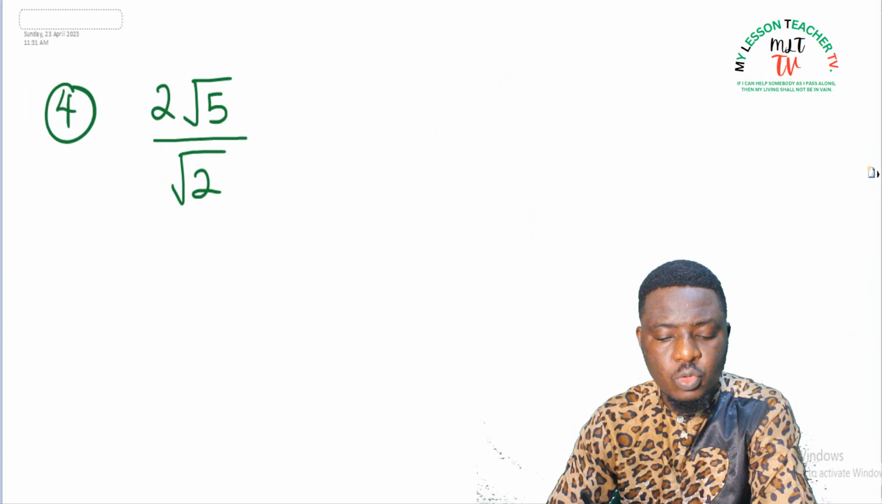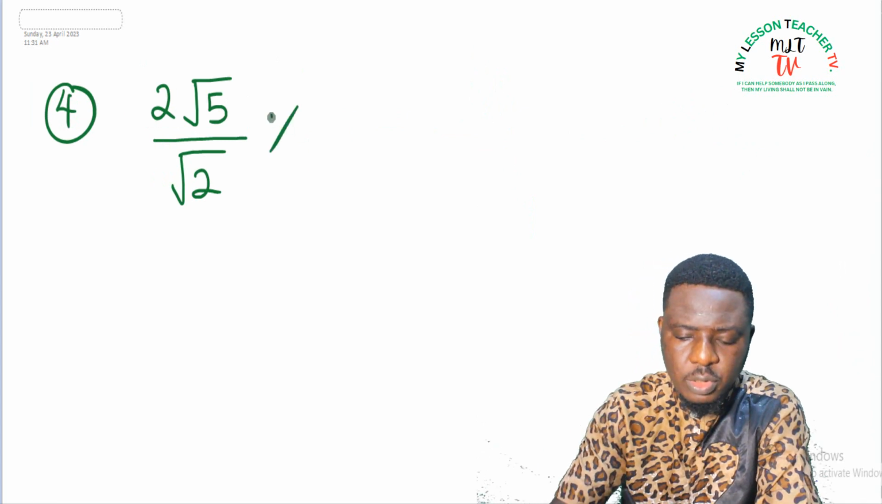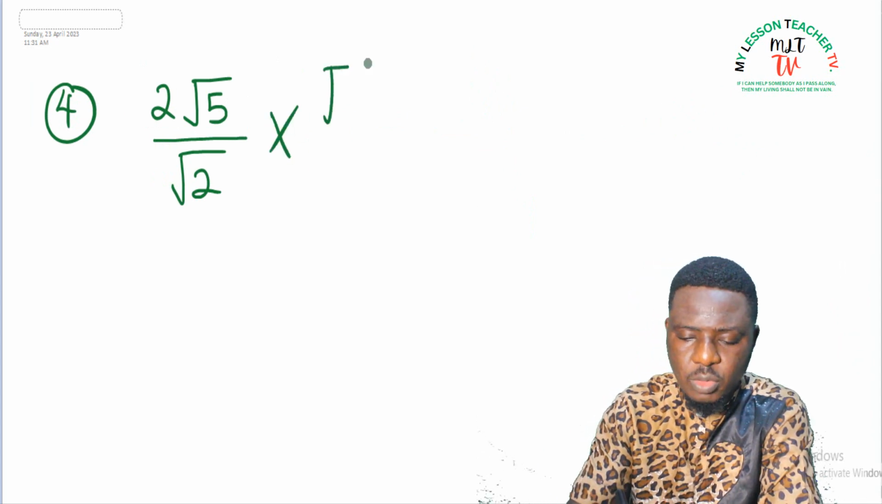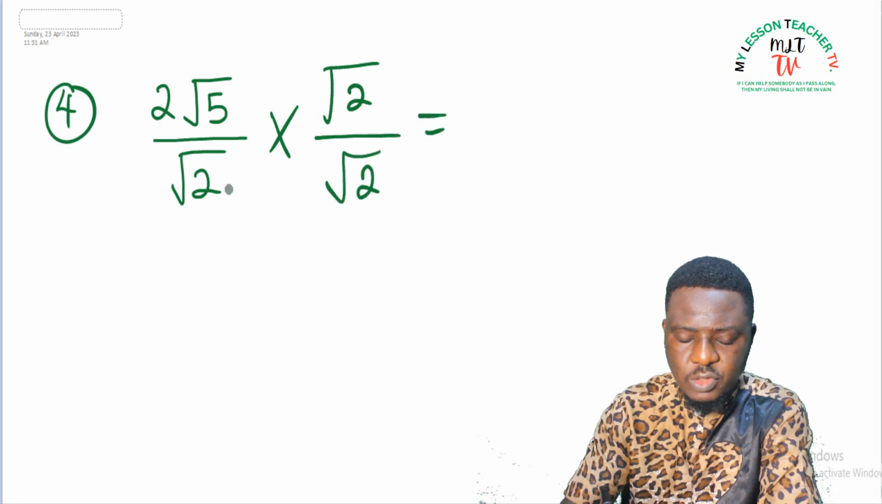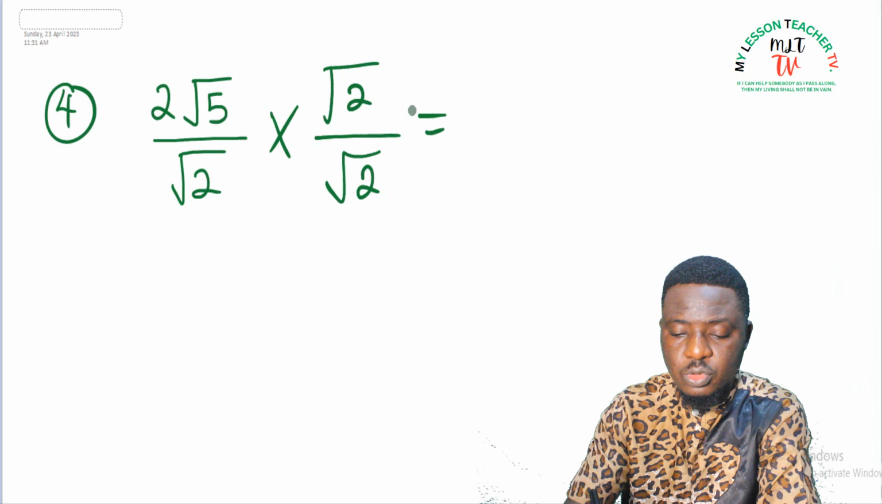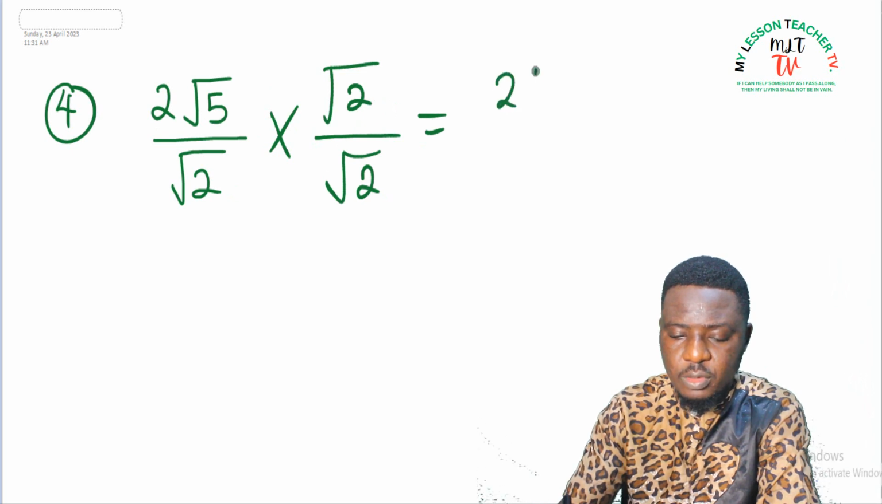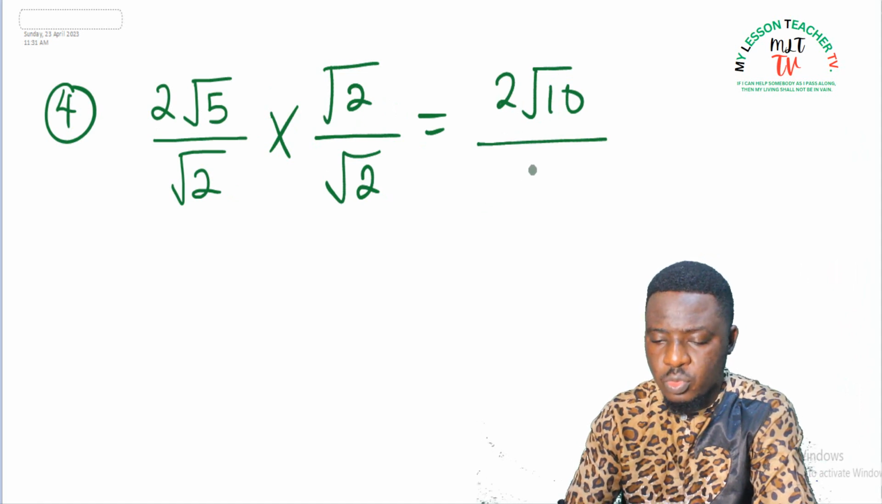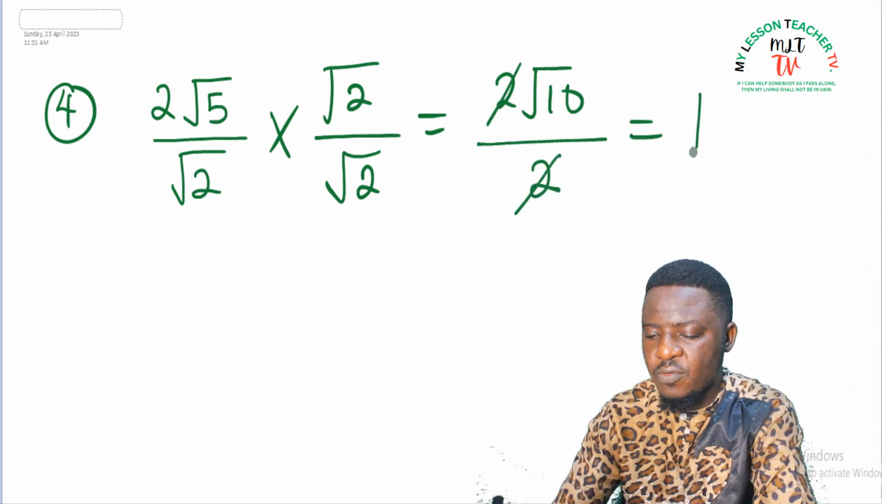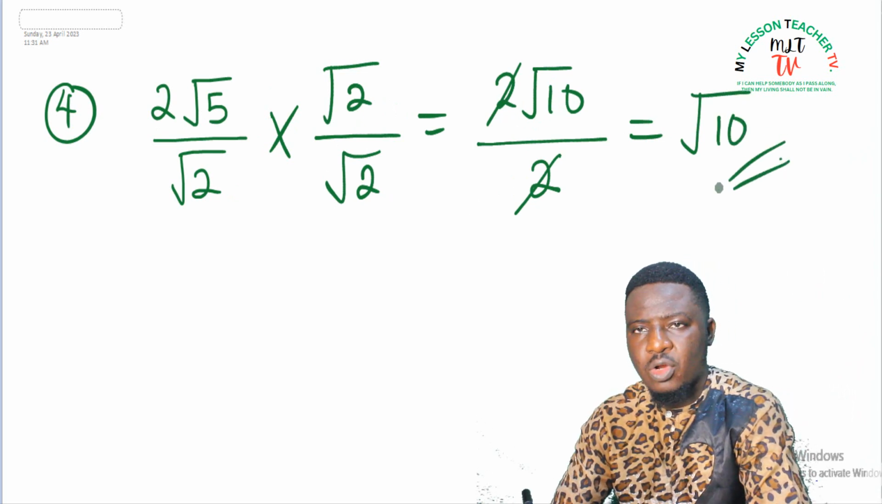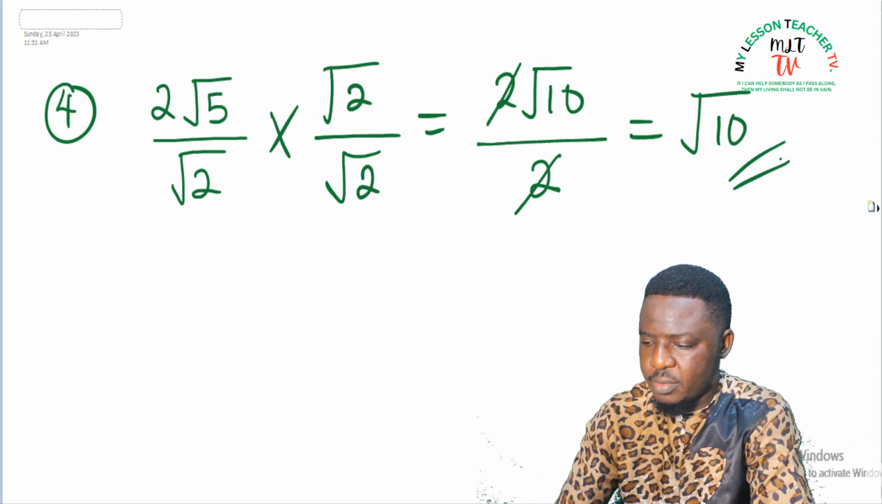4. 2 root 5 divided by root 2. We multiply both the numerator and denominator by root 2. And this gives us 2 root 5 times root 2, we have 2 root 10, while root 2 times root 2 is said to be 2. 2 will cancel out itself, leaving us with root 10. Root 10 cannot be simplified any further.